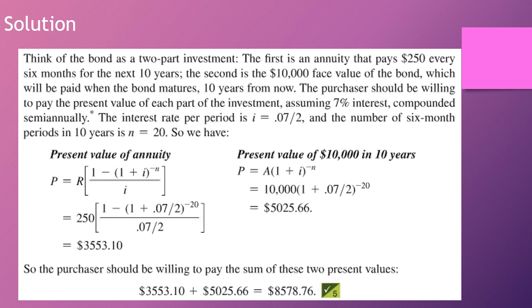Then we're going to do the same thing with the $10,000, and this is a lump sum, so we're going to go back to our formulas we had in previous sections. So we have 10,000 times 1 plus 0.07 over 2 to the negative 20, and we get $5,025.66. So the purchaser should be willing to pay those two sums put together, $8,578.76.